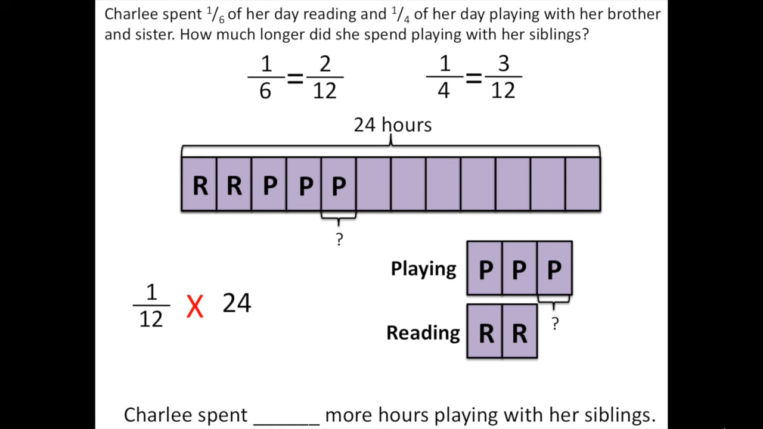12 and 24 can both be divided by 12. So 12 divided by 12 is 1. 24 divided by 12 is 2. And I'm going to multiply and get my answer, which is 2. Now I can cross out my question mark, write in 2 hours, and put that in my answer. So Charlie spent 2 more hours playing with her siblings.